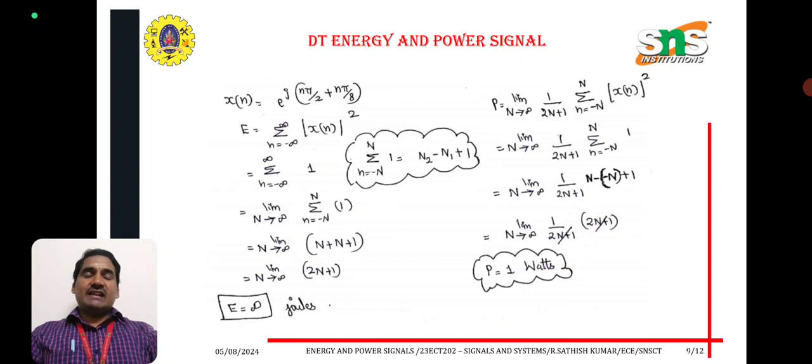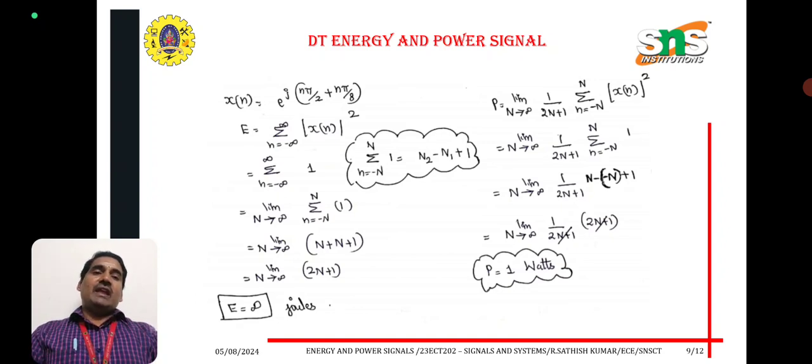Next one, in terms of discrete time, we are going to see the energy and power of a signal. x of n is equal to e power j (n pi by 2 plus n pi by 8). Energy of the signal is the summation from n equals minus infinity to plus infinity of x of n the whole square. Therefore, e power j of anything has magnitude equal to 1. So as n tends to infinity, the summation from n equals minus n to plus n of 1, we can substitute n minus of minus n plus 1. Therefore, as n tends to infinity, n plus n plus 1 is equal to 2n plus 1. Instead of n, we can substitute infinity. We get the energy equal to infinity joules.